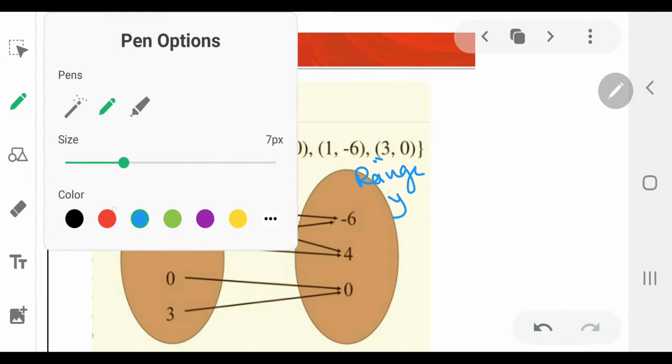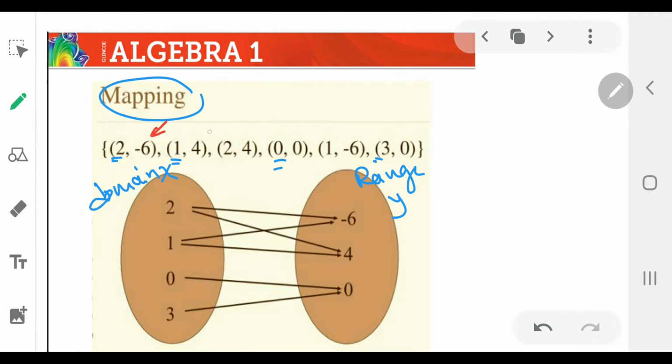Let me use another color. We have -6, 4, and 4 is written twice, that's why it's written only once. And we have 0, -6 again, and 0 again. And we're using arrowheads to pair each element from the domain with its corresponding element in the range. If I have 2 and negative 6, I have an arrowhead going out from 2 to negative 6. It means 2 corresponds with negative 6. This is to express the first ordered pair, 2 and negative 6.